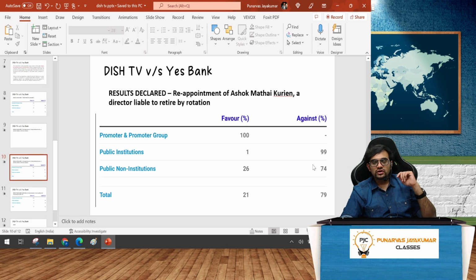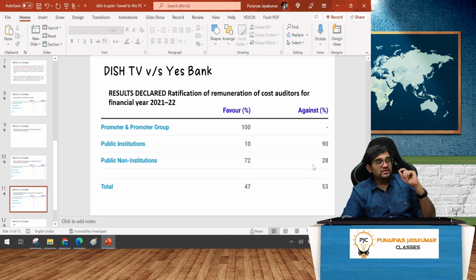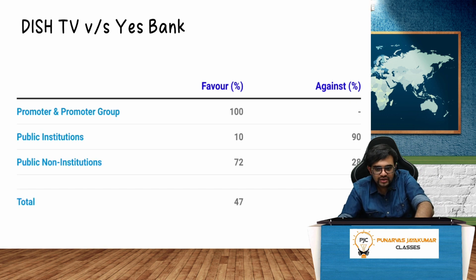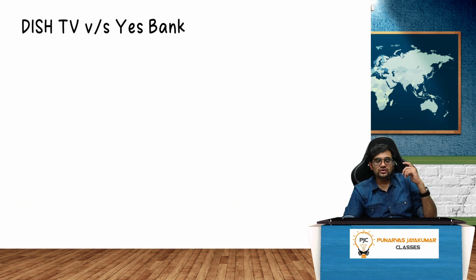Result declaration gone. Next, reappointment of Ashok Mataya Kurian, director liable to retire by rotation. 79% said no, I'm not going to do it. 79%. These were the results. Then ratification and remuneration of cost auditors. 53% said I don't want that cost auditor. Let him get out. So 3 things were there. All 3 they lost, my dear friends. All 3 lost.